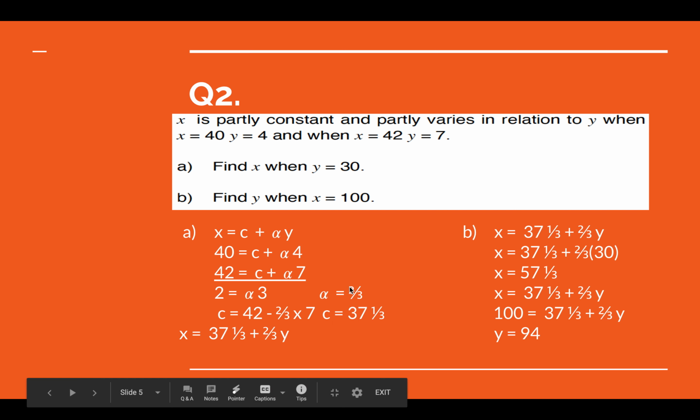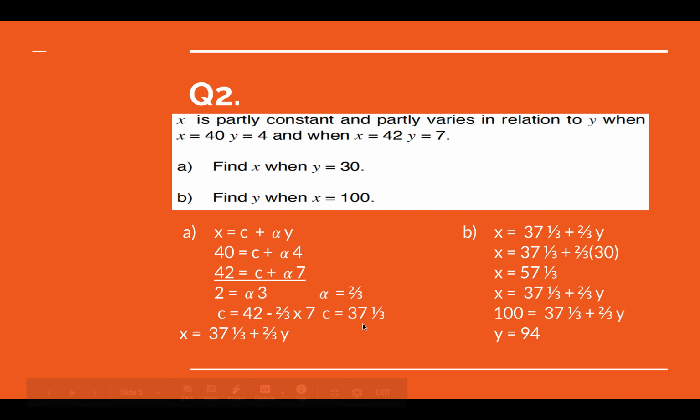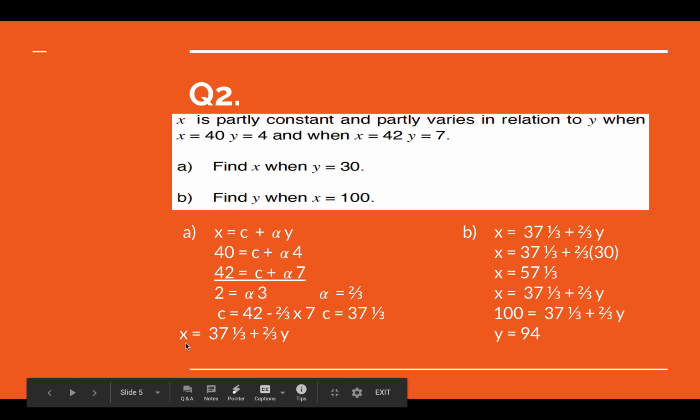Now that we have found our alpha and our c, we can generalize that x is equal to 37 and a third, which is our constant c, plus 2/3, which is our alpha, times y. So this is the general formula. Whenever we are given a y, we say this plus 2/3 of that y, and that's how we get our x anytime. So now let's go back to our question. Find x when y is 30.